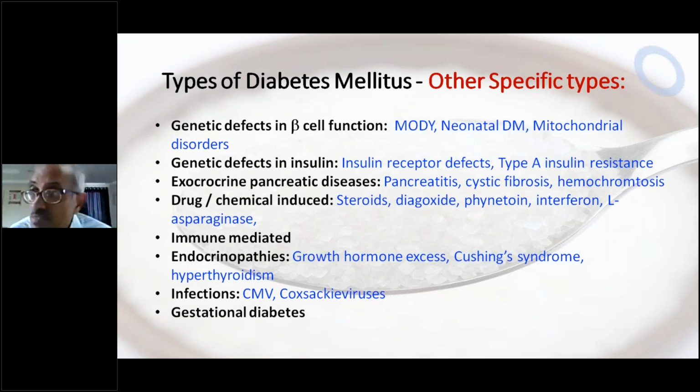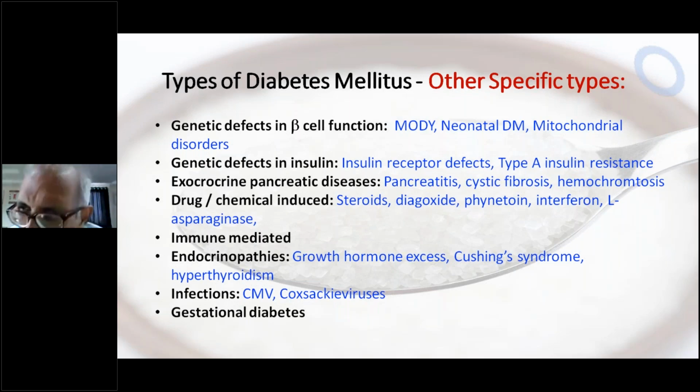Immune mediated, as I said, type 1 is immune mediated, and various other disorders like thyroiditis and celiac disease are also associated with diabetes mellitus. Autoimmune destruction happens. Several endocrinopathies, polyendocrinopathies, Cushing's, growth hormone excess, and hyperthyroidism may be associated with diabetes mellitus. Infections are known to produce diabetes through secondary destruction of the islet cells. Common examples are Coxsackie infections and cytomegalovirus.